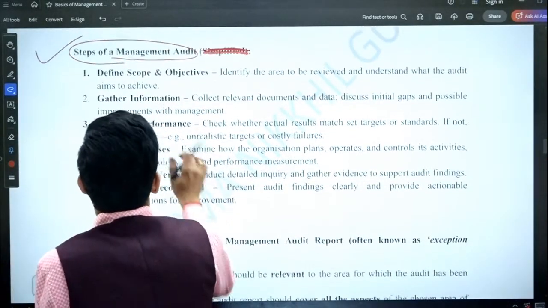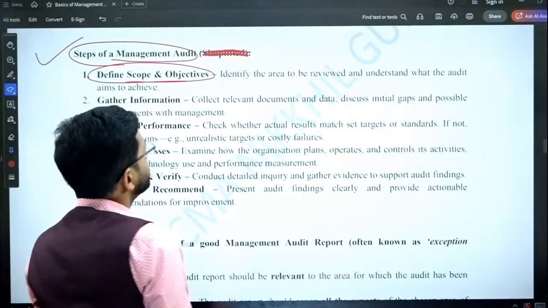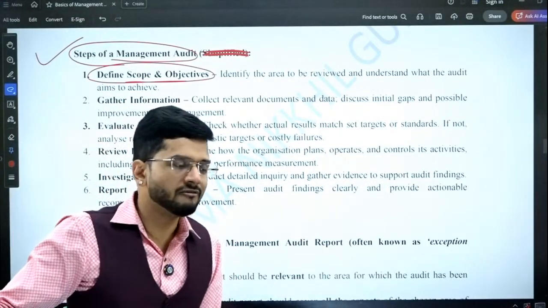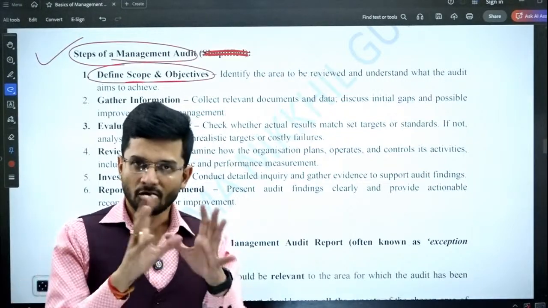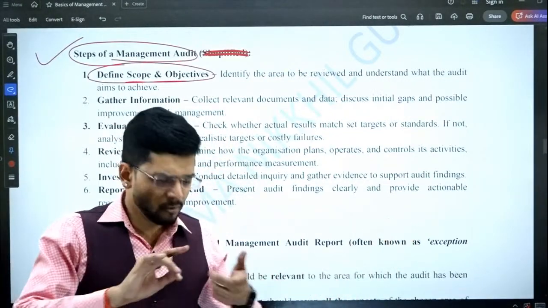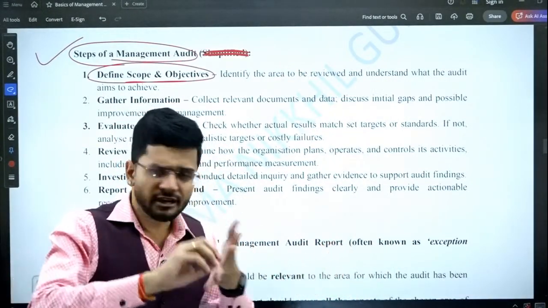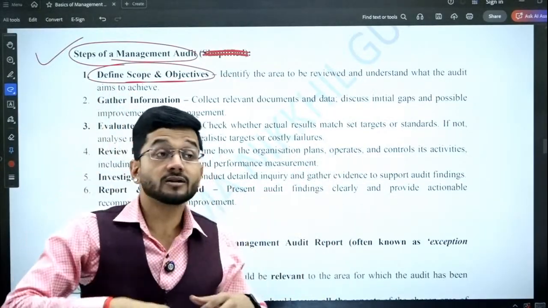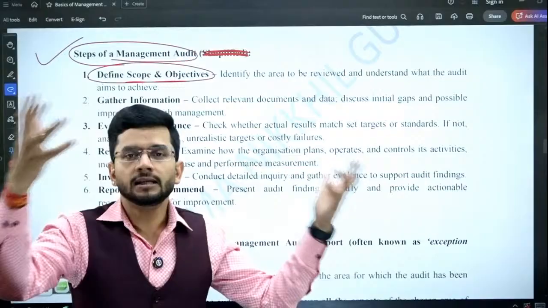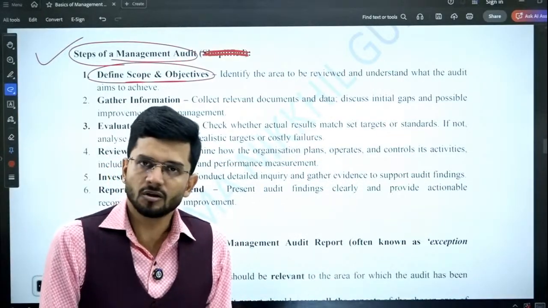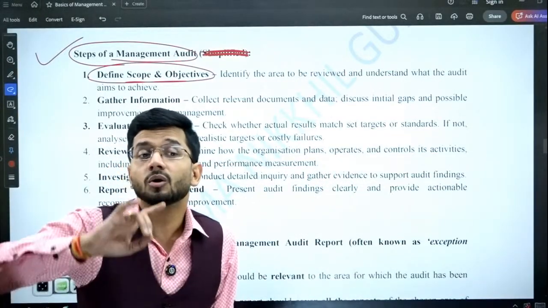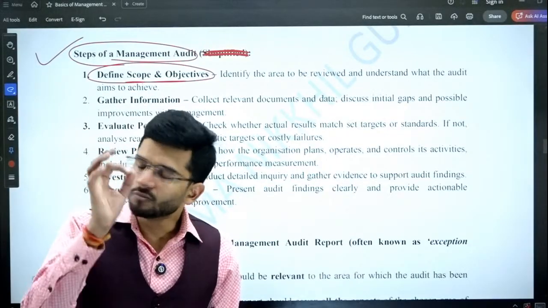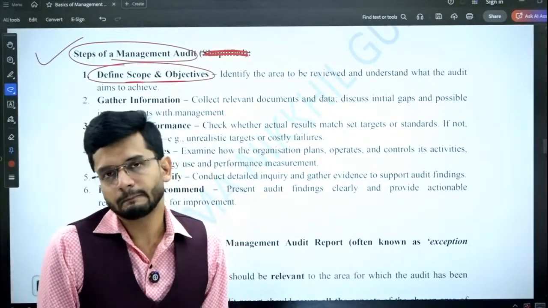Steps of management audit. Number one is define the scope and objectives. First and foremost, you need to really define what is your scope of audit. Guys, obviously, an organization has so many departments, right? From operations to processes to finance to HR to logistics to quality control. There are so many departments. There are so many processes in a particular organization. It is practically not possible to cover all of them at once. It is not humanly possible to cover all the aspects at once.